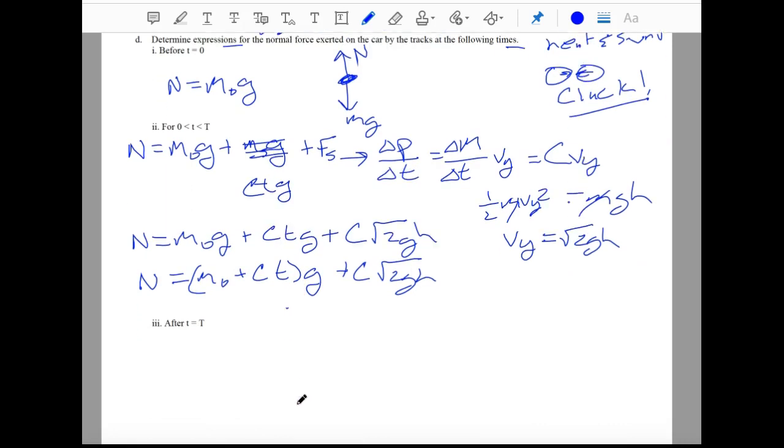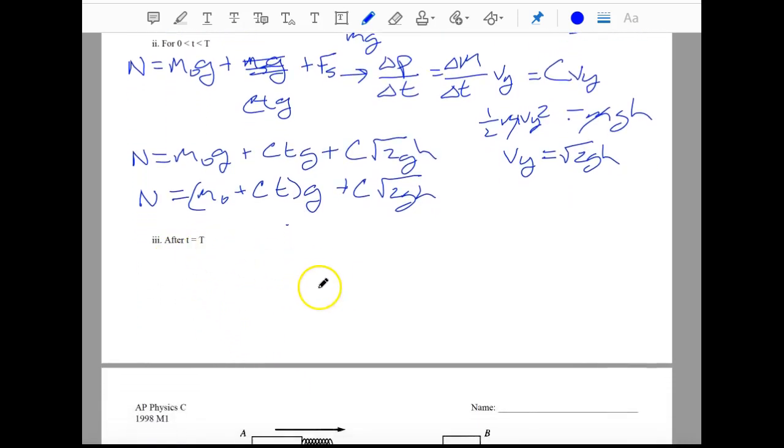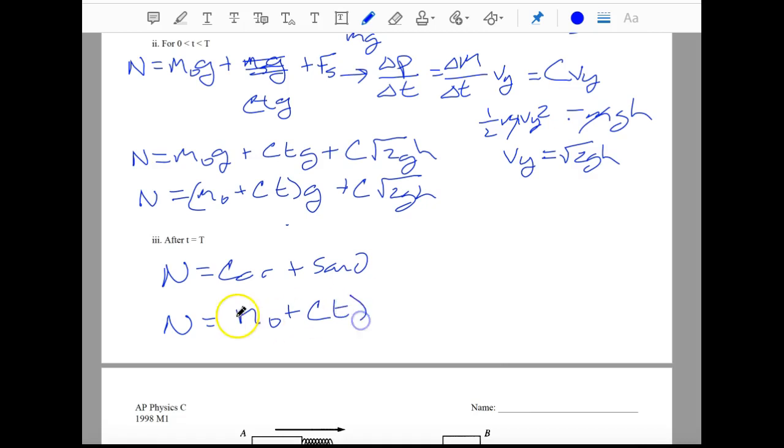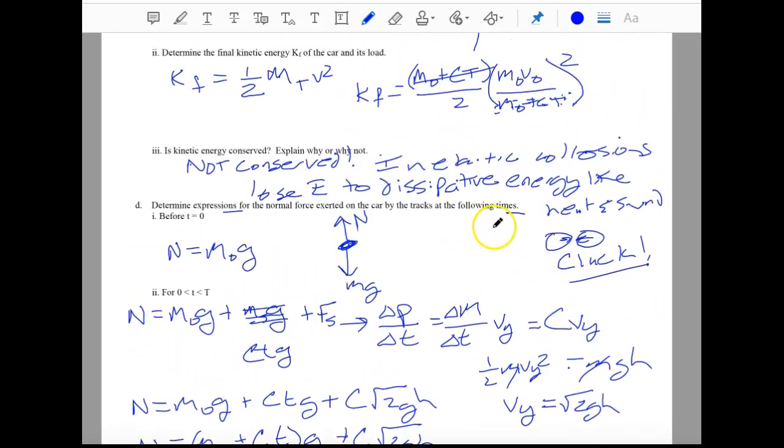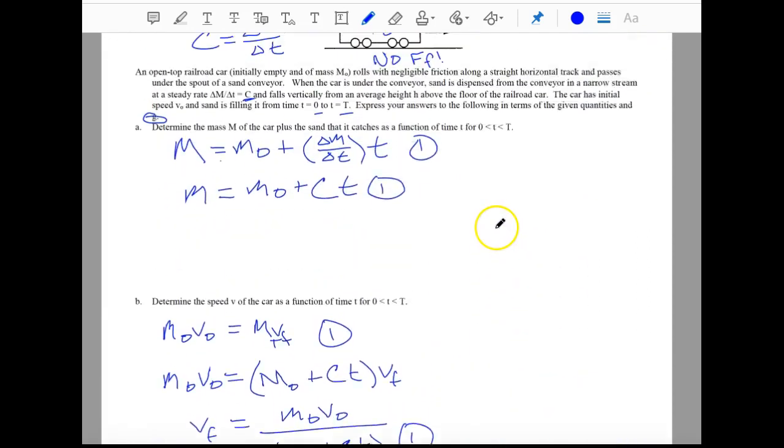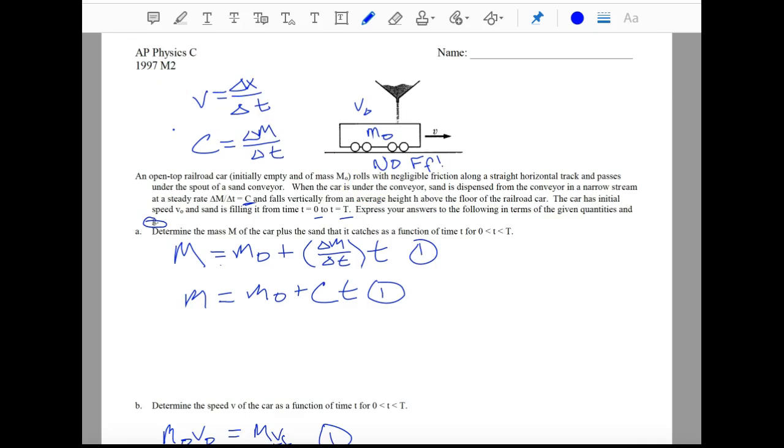The very last part says after t is equal to the time. Now all the sand has accumulated on the inside, so the normal force here is just going to be equal to the car plus the sand. So N is equal to the mass of the car plus the mass of the sand, which we said was Ct, and then we're going to multiply that times gravity. A really weird problem, but a really good one to get you going through and thinking about all these things. It's a pretty nice problem to be able to go through and know how to do.